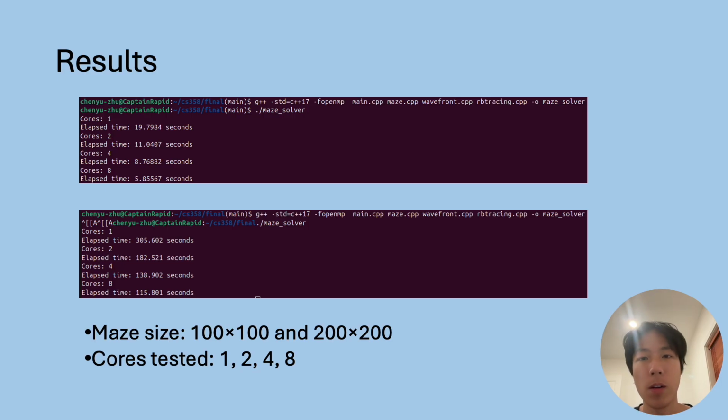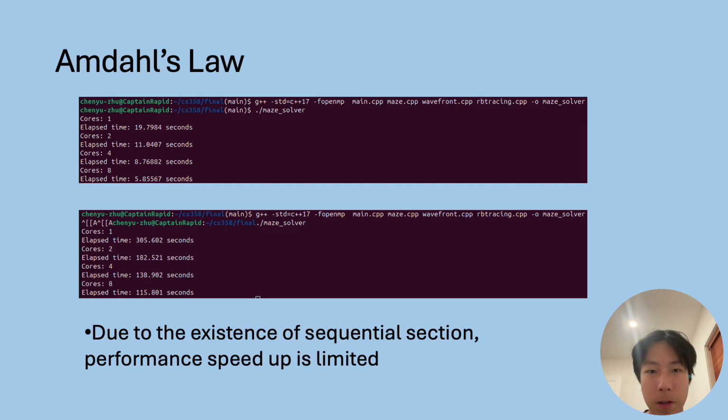Okay, so after running the parallelized program to create mazes of different sizes, we can see it is much faster than it was. For the upper case, we are still running the 100 by 100 maze, and for the lower case, we're running the 200 by 200 maze. It still takes some time when we have more than 1 core, but it is already much faster and saves a lot of time. We also notice that as the core count increases, its speedup rate decreases.